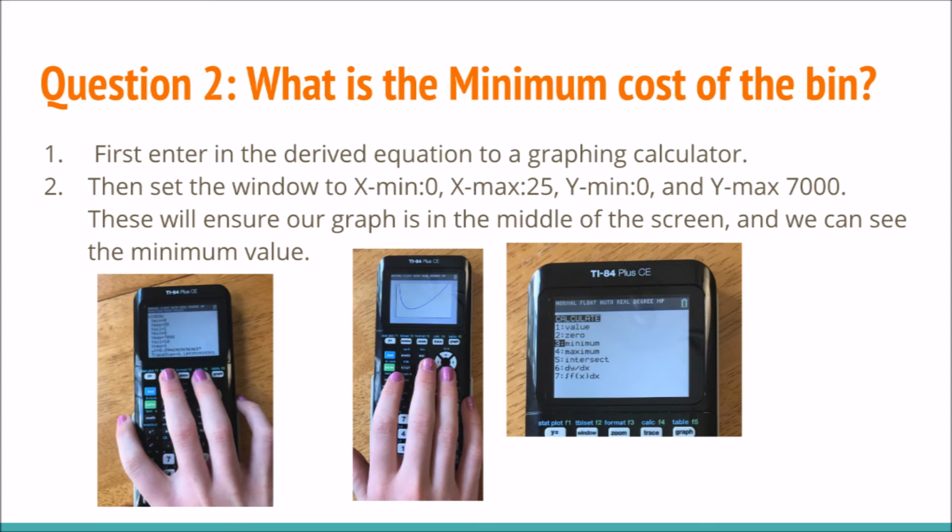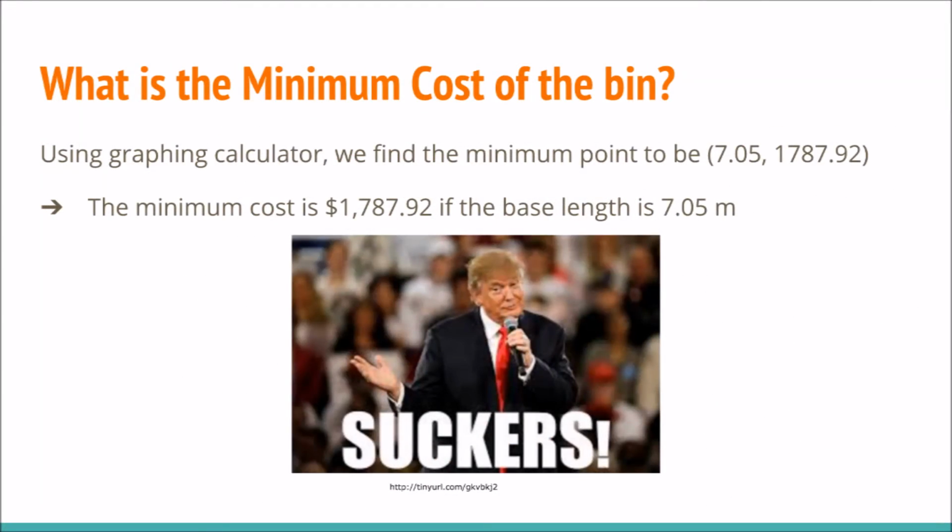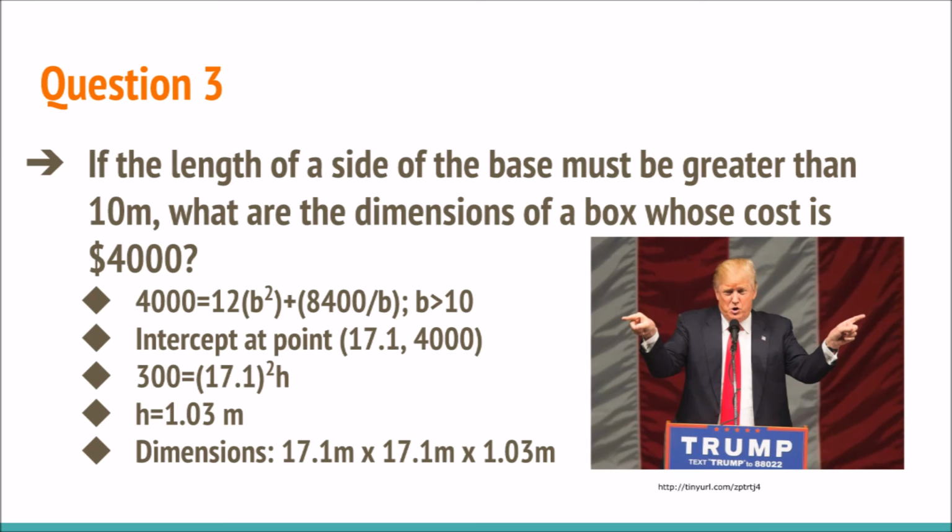Okay, that's very good. Now that your window is set, you need to go trace, min, and move the cursor on your right curve and left curve about the minimum. When this is done, you should see a coordinate that gives a minimum cost at 7.05 and 1787.92.